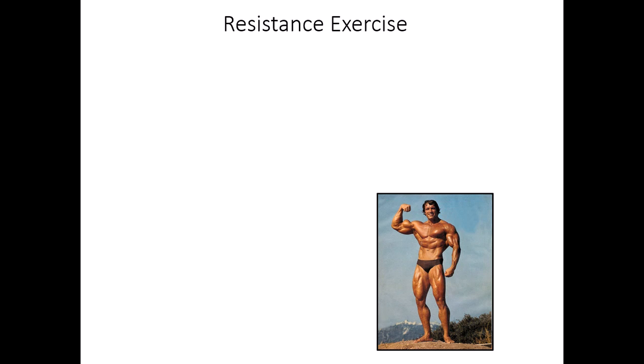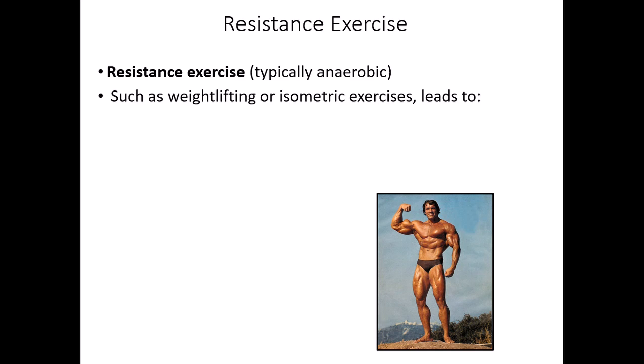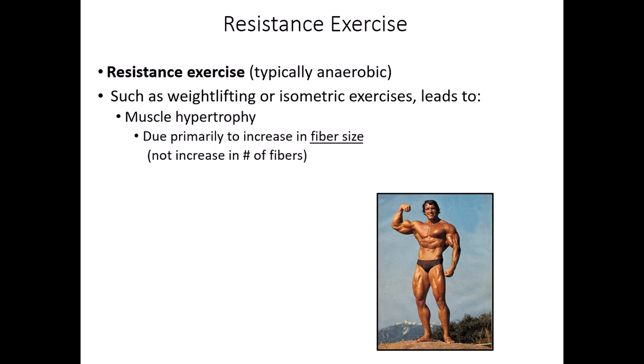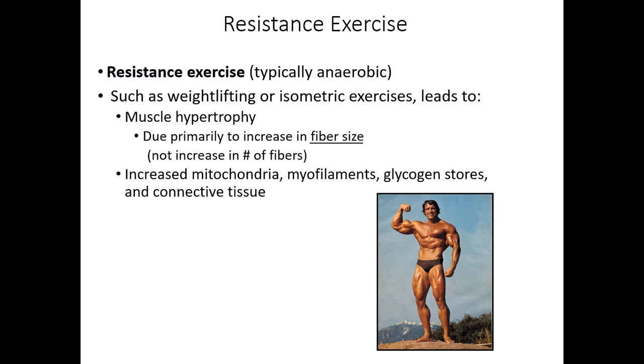Resistance exercise is really how we make our muscles bigger, like weightlifting or isometric exercises, where we're increasing the muscle contraction, but not enough to overload the force. So this will make our muscles hypertrophy, get bigger. And when our muscles get bigger, it's not because we're making more muscle cells or new muscle cells, but we're increasing fiber size by increasing the number of myofilaments within the muscle cells.